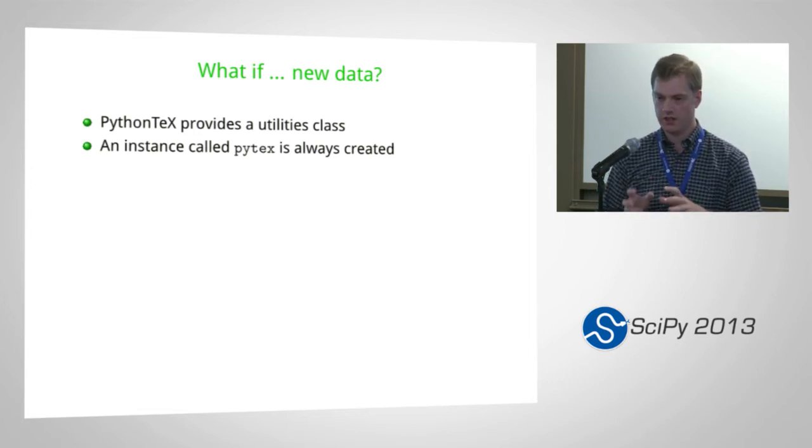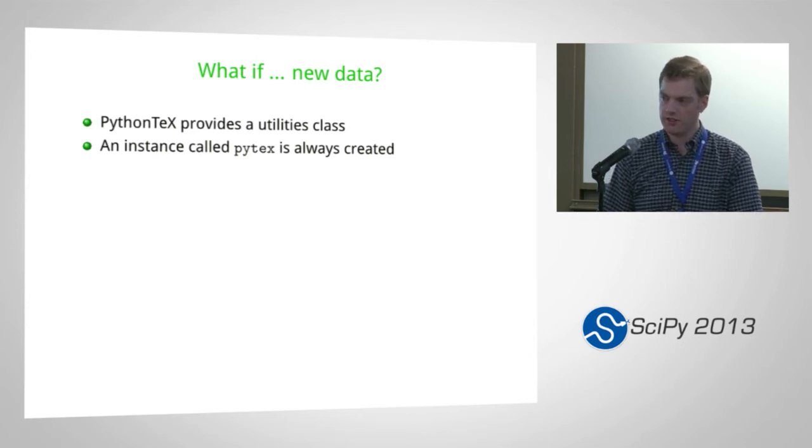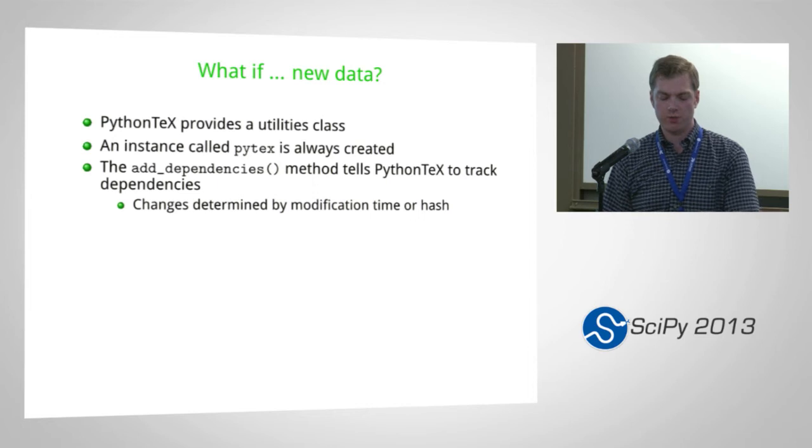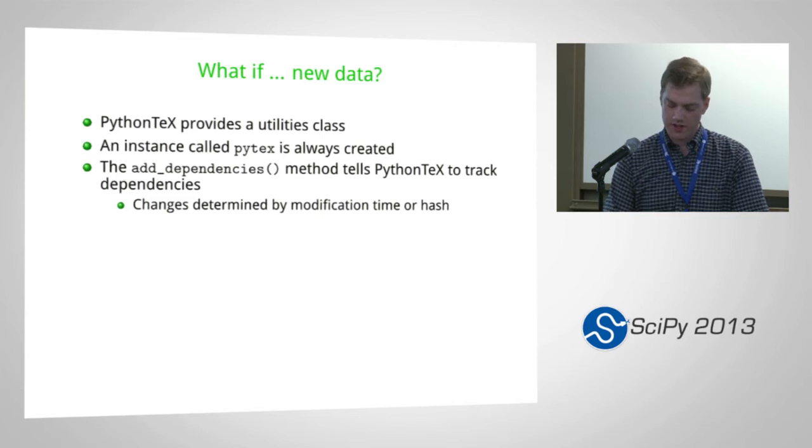Now, all the user code that you put into the document is put into a template, and in that template, the PythonTeX utilities class, which I've created, is automatically imported, and you get an instance of that utilities class, and that provides a TeX-Python interface. You can manage a lot of things through that, but the thing that's relevant in this case is that there's an add dependencies method, and so you can specify with that the external files that you're bringing in.